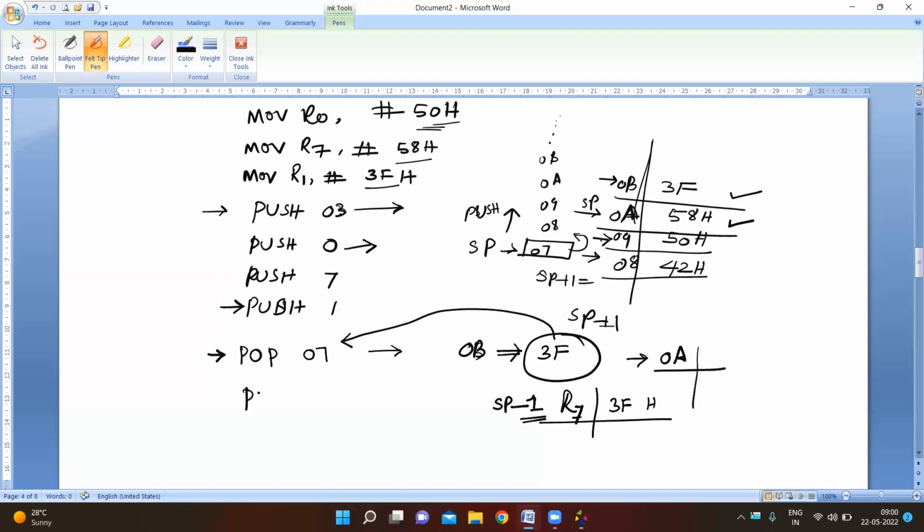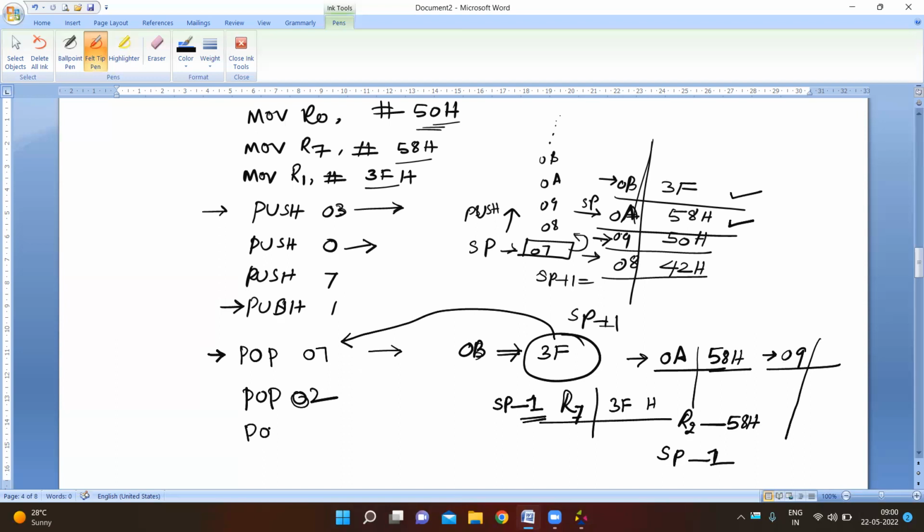Then if I write another pop instruction, pop 02, let us assume, first it retrieves the data from 0A location. In 0A location, what data is there? 58 is there. And 58H is retrieved onto the 02 location, meaning R2 is loaded with 58H. After that, the stack pointer is decremented by 1. So therefore, now the stack pointer is pointing at 09 location.